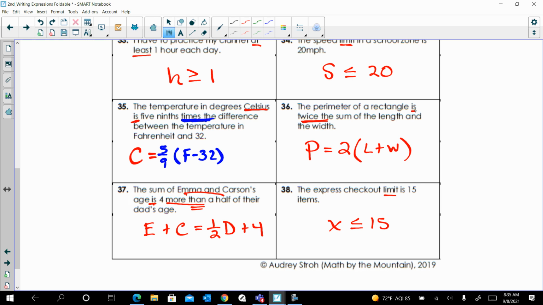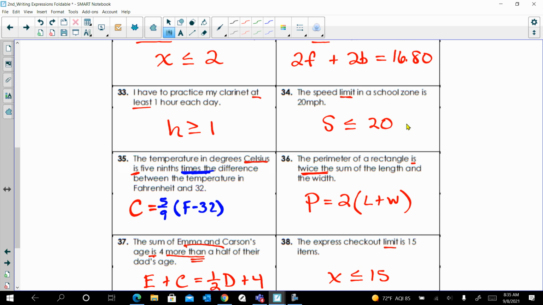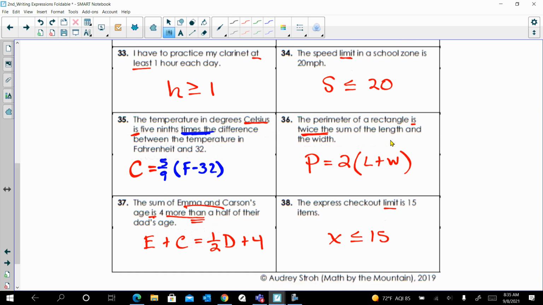Can I subtract 4 from E plus C on the 37? No, because it has the sum of it is, so you have to have the E plus C as your sum, and then is your equal. Okay, so check, we should have perimeter equals, twice these, that was parenthesis words, 2 parentheses L plus W, and then 37. I'll put it back up there.